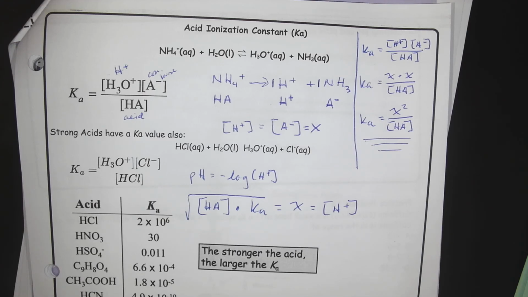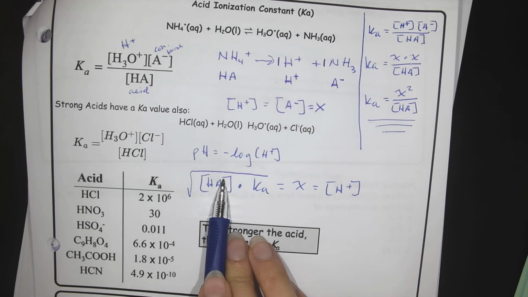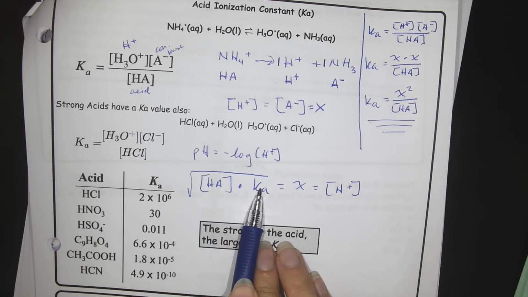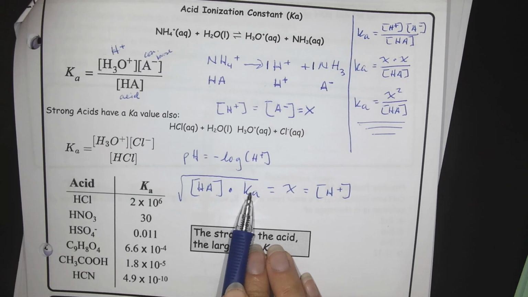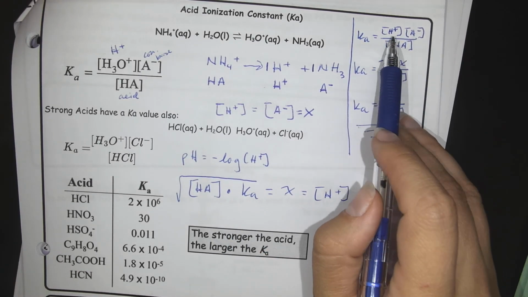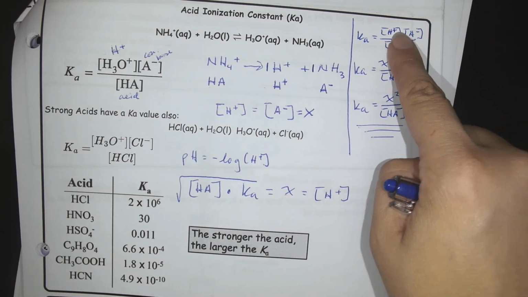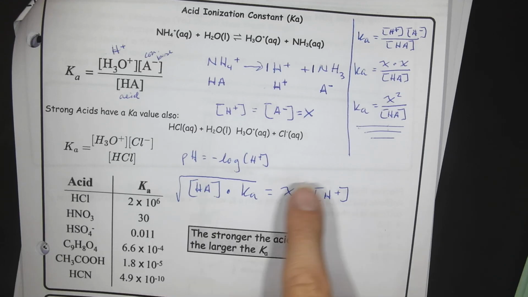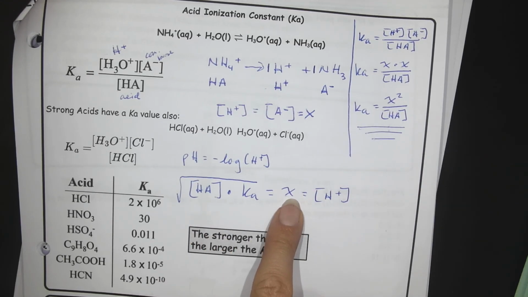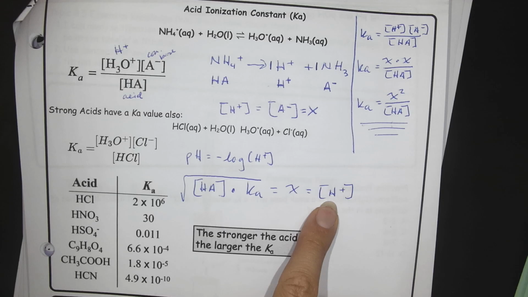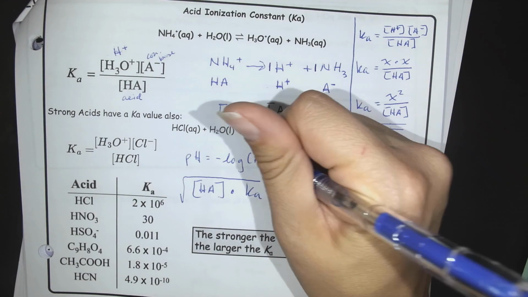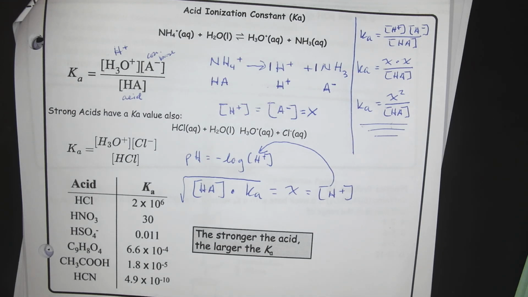Every single time I've seen one of these problems, they give you the concentration of the acid, they give you the Ka, and they ask you to solve for the pH. So if it's a free response, then justify your answer by showing them this. Say, hey, this is true, and if I rearrange and solve for X by taking the square root, that will be the concentration of H+, which I can then plug into my pH equation.